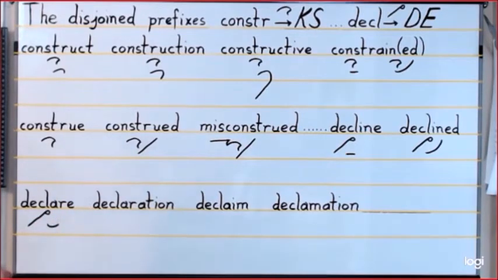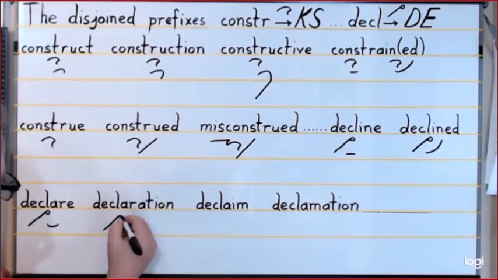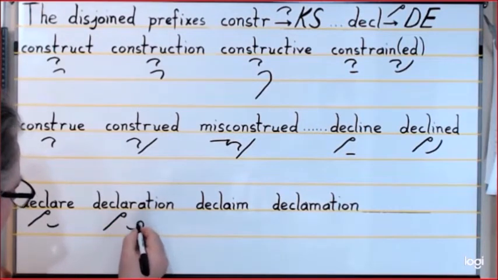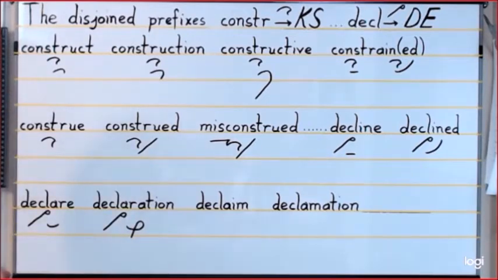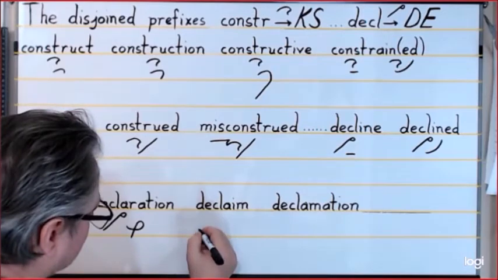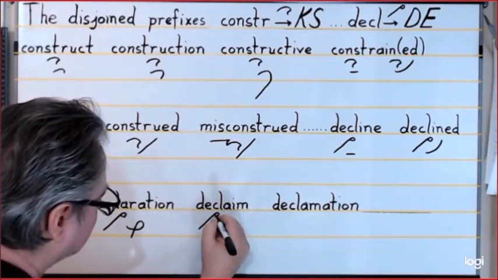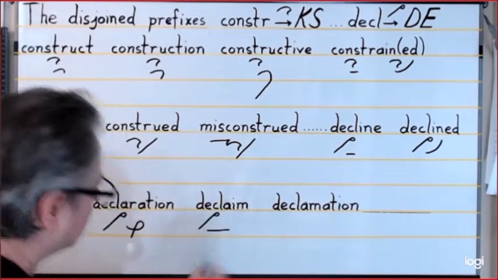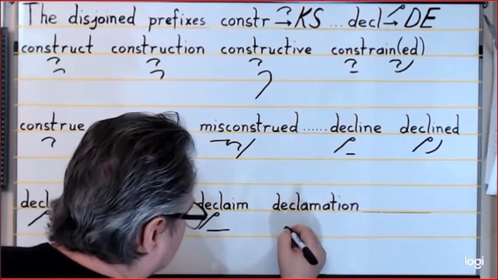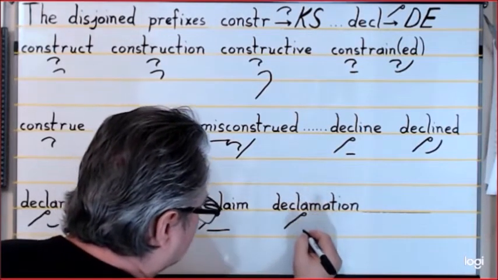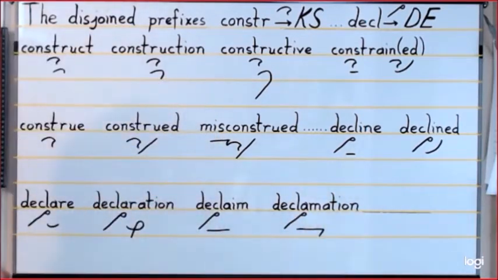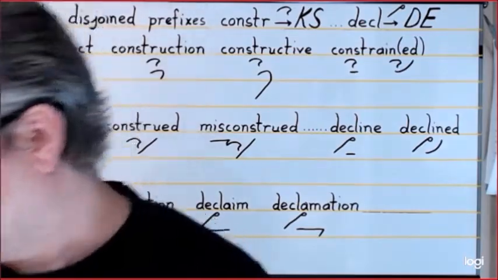For declaration, it is a disjoined DE and then an RASH. For declaim, it is simply the D and the E disjoined and then an M. For declamation, it is a D, E, then an M, and then an SH for the shun at the end for declamation.